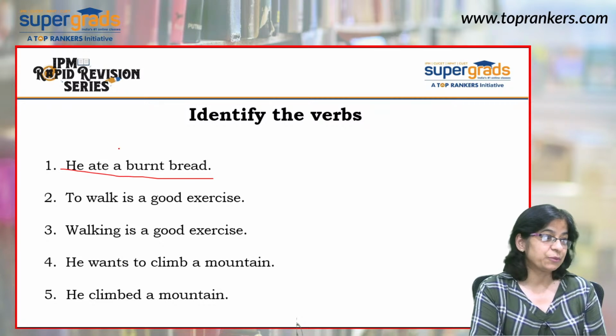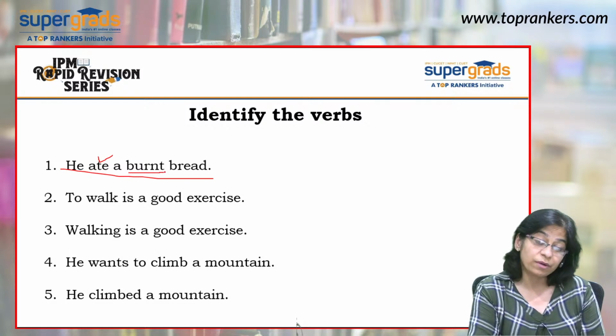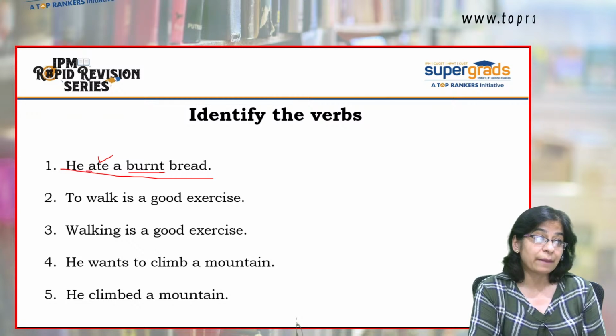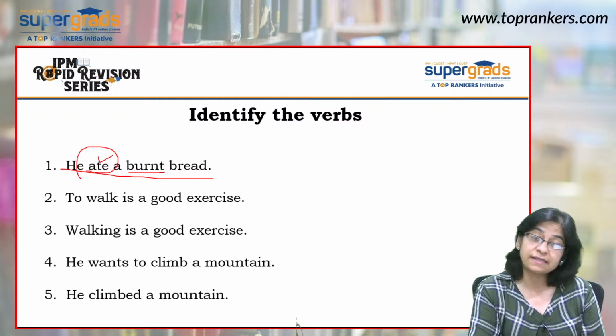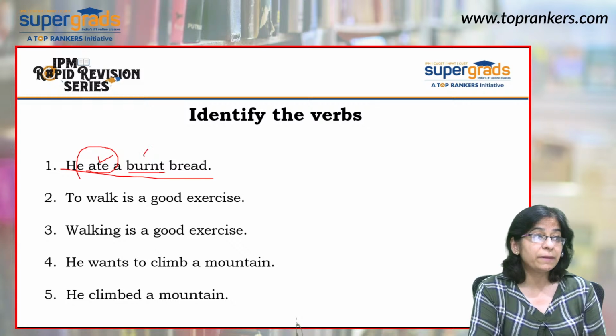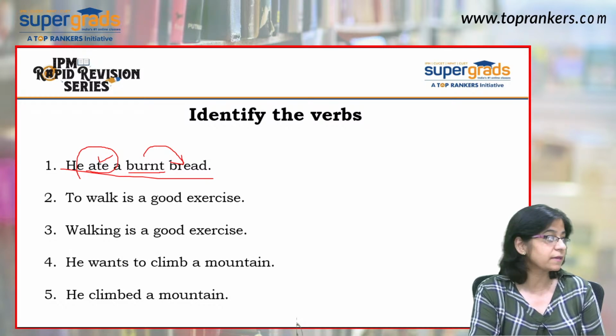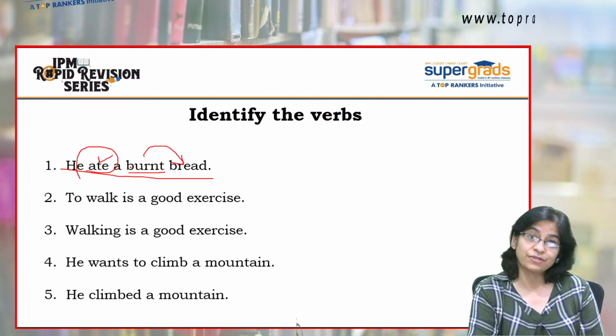Well, let me tell you. The verb in this sentence is ate. And there's another word which looks like a verb, but it is not: burnt. The word that shows action in the sentence is just ate. The word burnt only modifies the word bread. It tells us more about the word bread. How was the bread? It was burnt. So, there's just one verb in the sentence, which is ate.